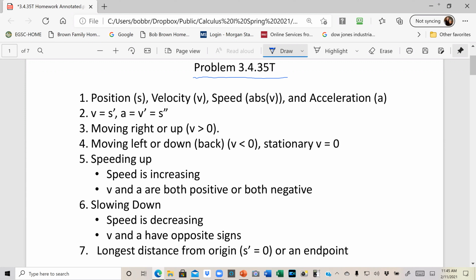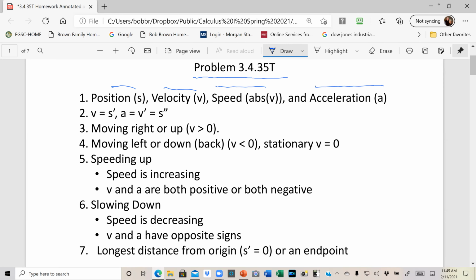There was a homework problem that a student asked me about, and I worked it, and I thought it was interesting enough to share a video with the rest of the class. The problem happens to be in section 3.4. The number is 3.4.35T, and the problem deals with the position, the velocity, the speed, and acceleration of a particle or an object.